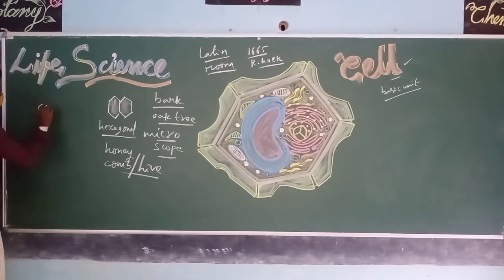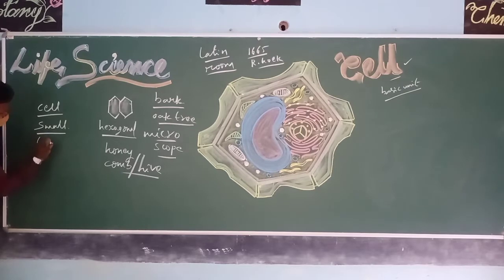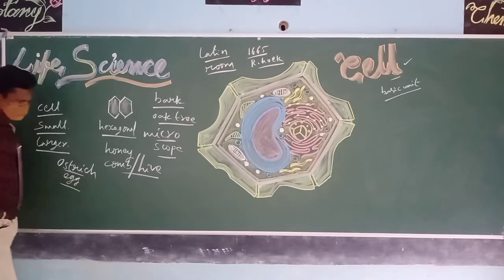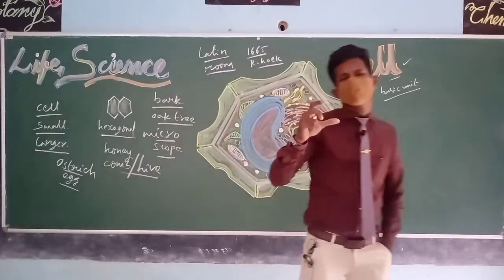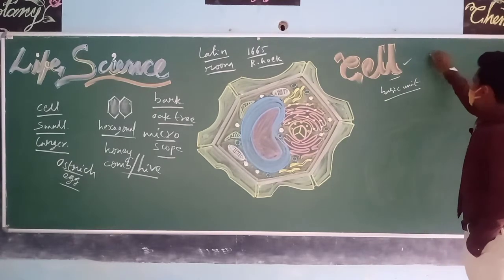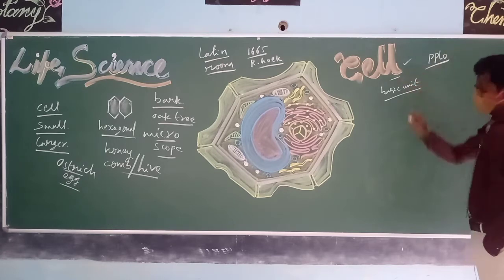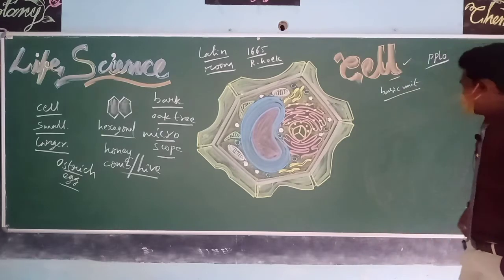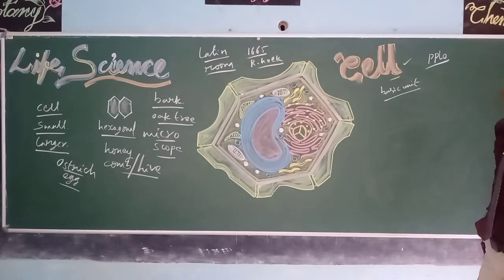So cell may be very small in size, and it may be larger in size. The largest cell is the ostrich egg. You already know the ostrich bird. So the ostrich bird egg is the largest cell on this earth, in the world. Then the smallest cell is PPLO, pleuropneumonia-like organisms, that is called PPLO. It is a type of bacteria.